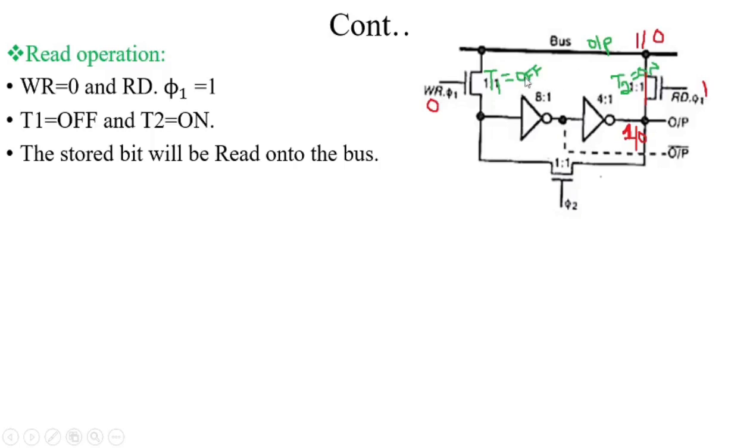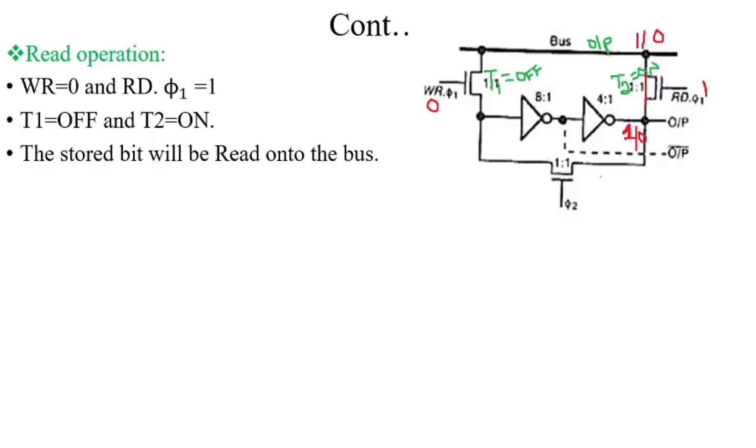At that time, this T1 transistor is off and this T2 transistor is on. In the earlier stage, this memory cell stored binary information 1. So when this T2 transistor is on, this binary information 1 is available at this data bus, and we know that within the read operation, this data bus is acting as an output terminal. So this logic 1 is available at this data bus.